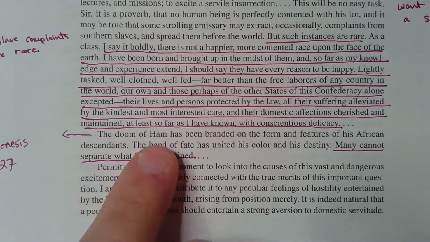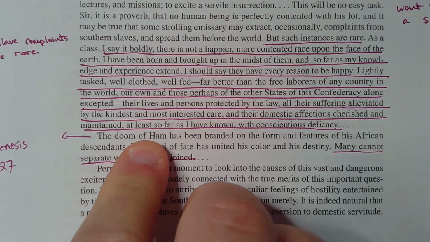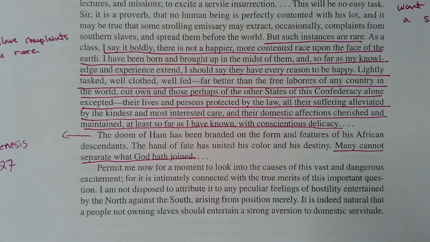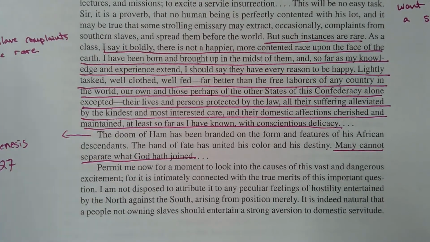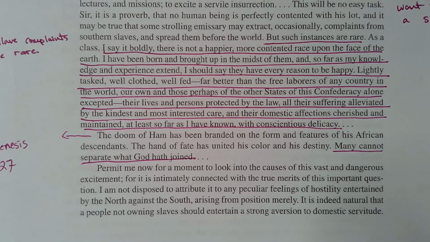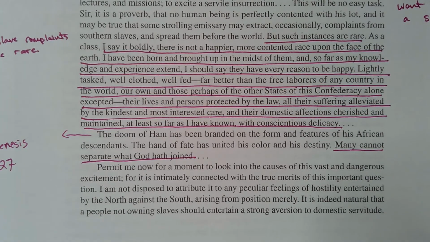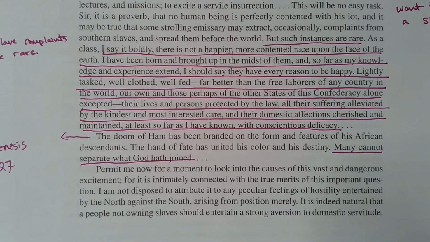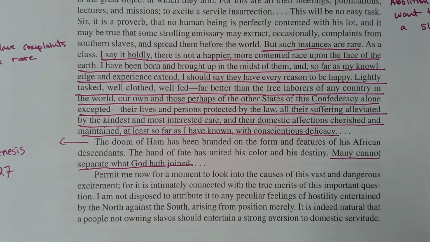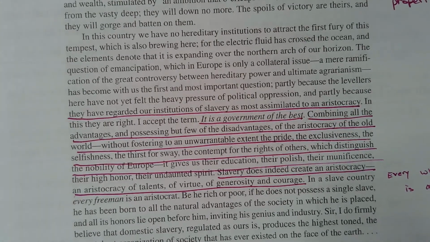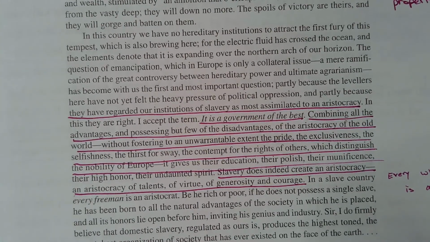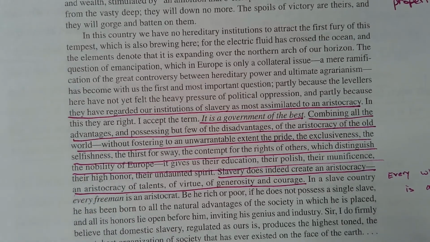But anyway, when somebody says the doom of Ham, they're referring to that story, but they're also saying that this is how we explain how Africans are slaves. That's what their argument is. It's a piss poor one if you ask me. So anyway, the rest, he goes on, and he starts talking about kind of property and that sort of stuff.